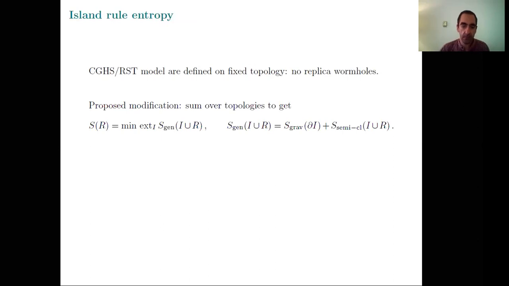So, this proposal is: take this model and now sum over topologies. We don't know of a way of turning that into a UV complete model. We're just going to think of it as a kind of bottom-up modification to the model. And we're also going to assume, because I'm not going to prove it, I'm not going to find the replica wormhole saddles or anything, I'll provide some evidence for it if I have time, that if you sum over topologies, then you get the island rule formula for the entropy of radiation, which remember looks like this.